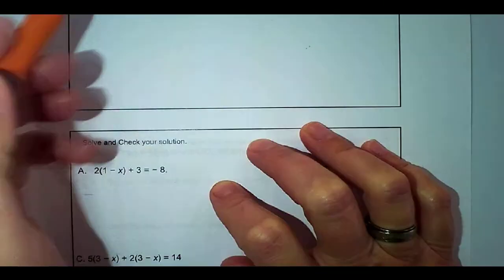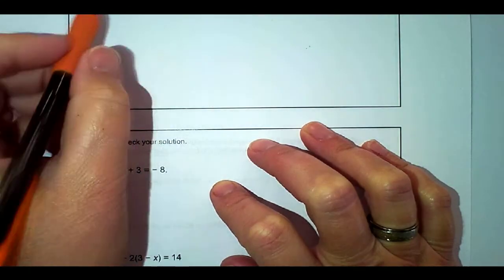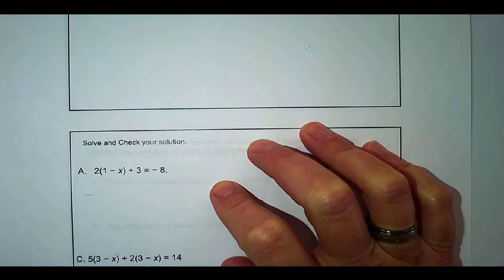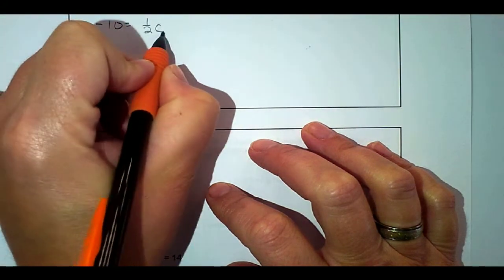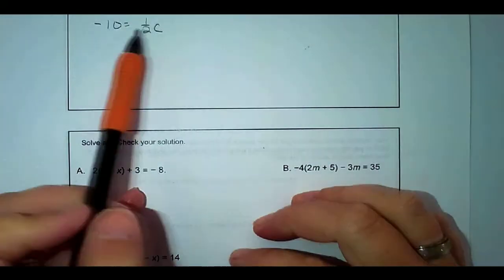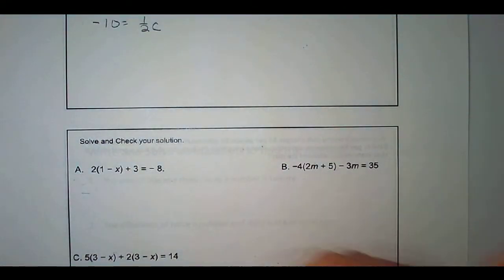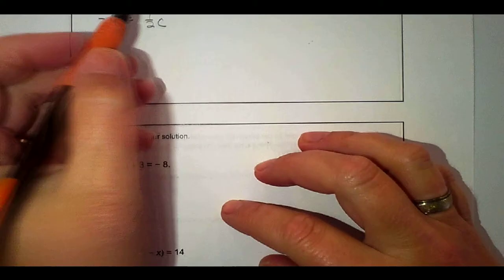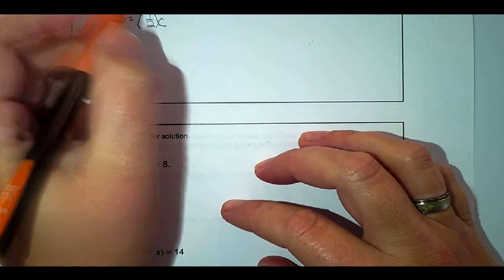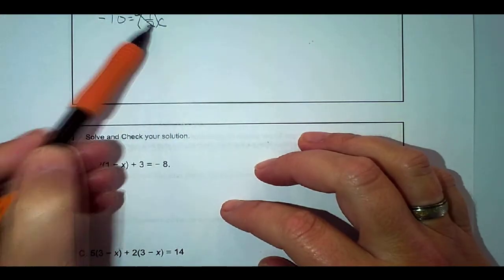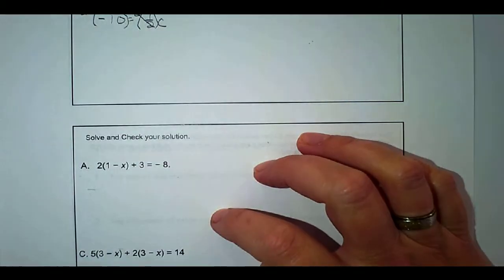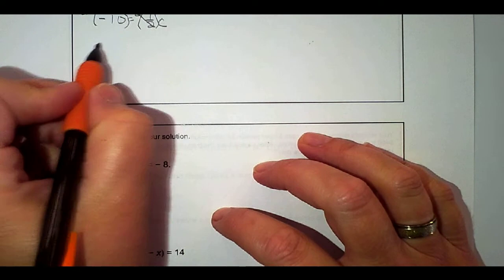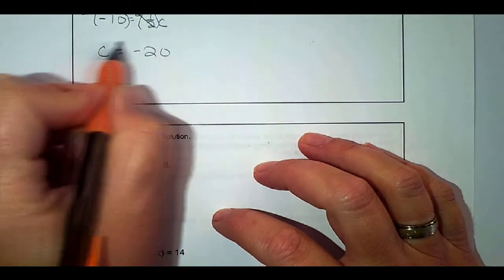Whatever I do to one side, I do to the other. So now I have negative 21 plus 11 gives me negative 10 equals 1/2 times c. So remember, fractions are really like division. So this is actually, I'm dividing c by 2. So the inverse of divide would be multiply. So I'm going to multiply by 2. So that gives me 1c. Whatever I do to one side, I do to the other. Multiply by 2. So 2 times negative 10 is negative 20.